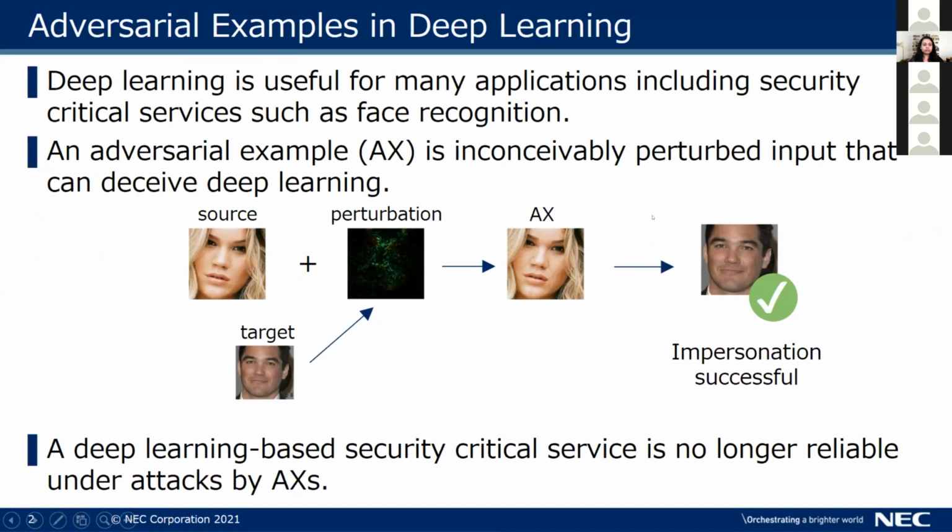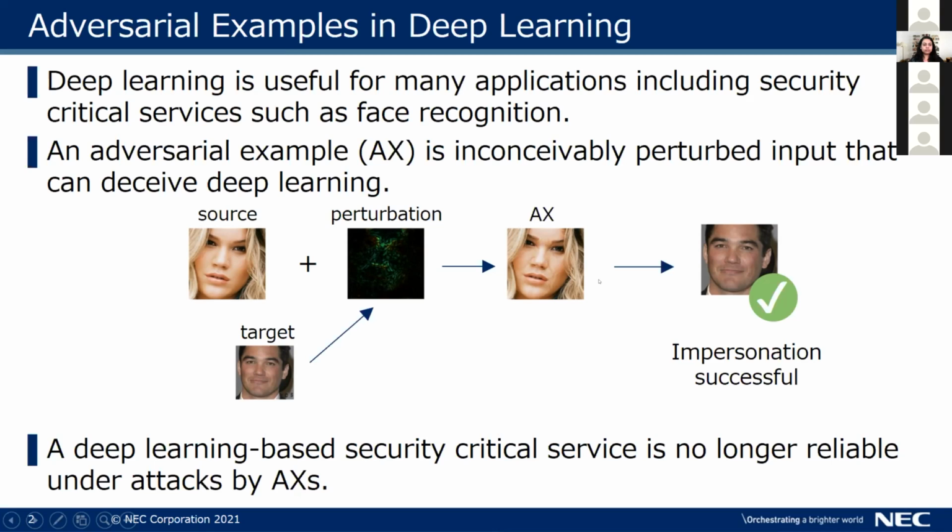Okay, let me start from the introduction of adversarial examples in deep learning. Deep learning is useful for many applications, including security critical services, such as face recognition systems. Adversarial examples are inconceivably perturbed inputs that can deceive deep learning. This is the scenario of attacking a face recognition system. The attacker can craft AX from the source image so that AX can be recognized as the target image. A human can distinguish AX and the target image as different identities, but face recognition can be deceived.